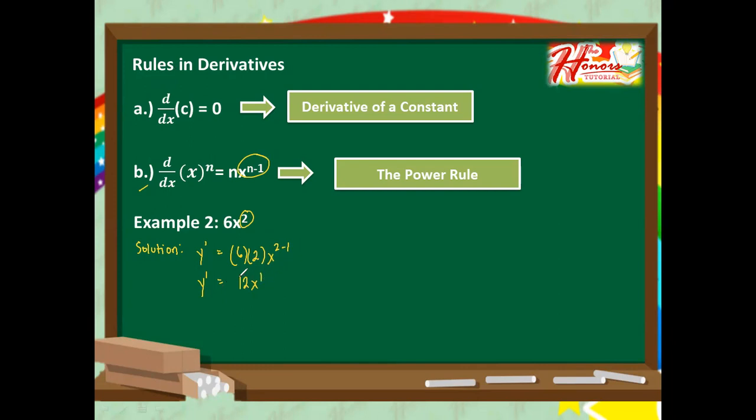But this is not yet the final answer because we have here an exponent of 1. So meaning we have to change this into an invisible number, because in mathematics, if the exponent is 1, automatically it should be invisible. So y prime is equal to 12x. And that's it for example number 2. Let us have another example.